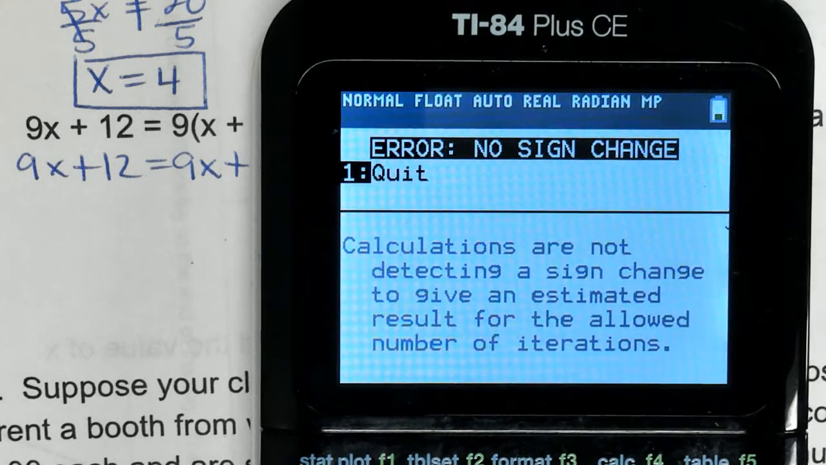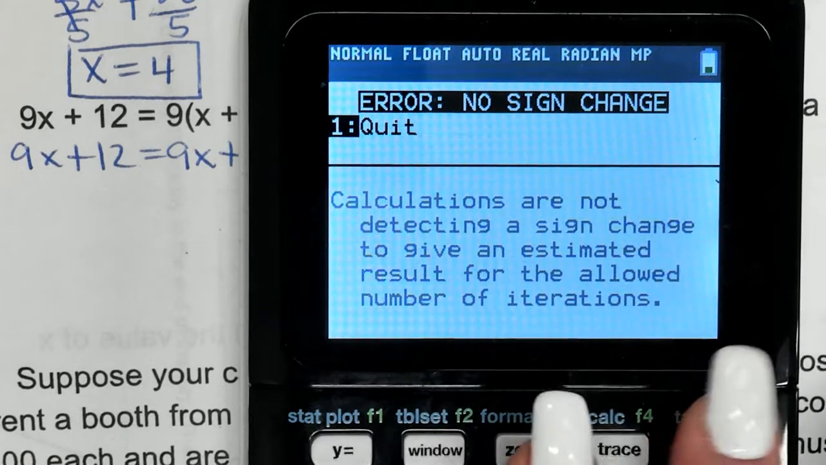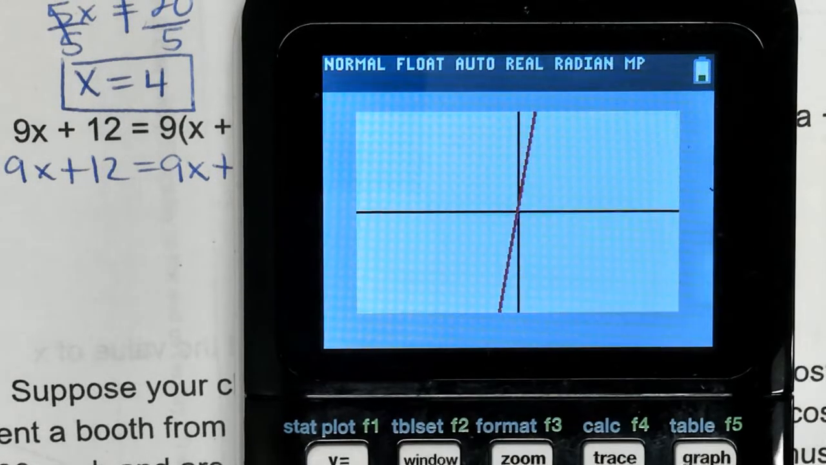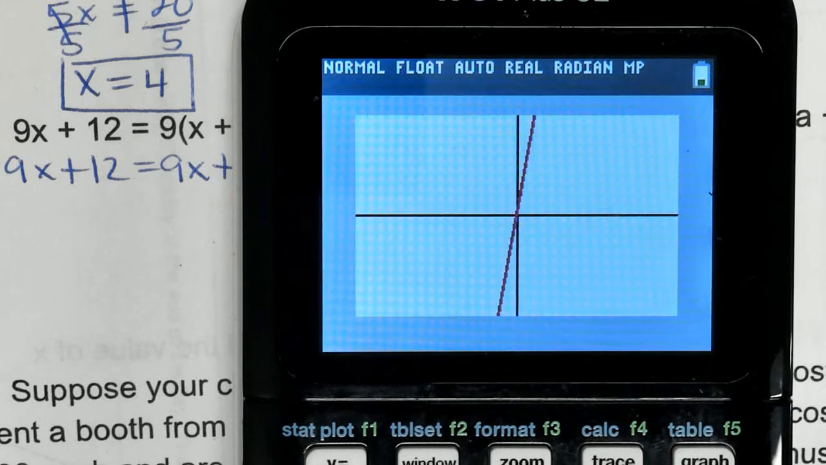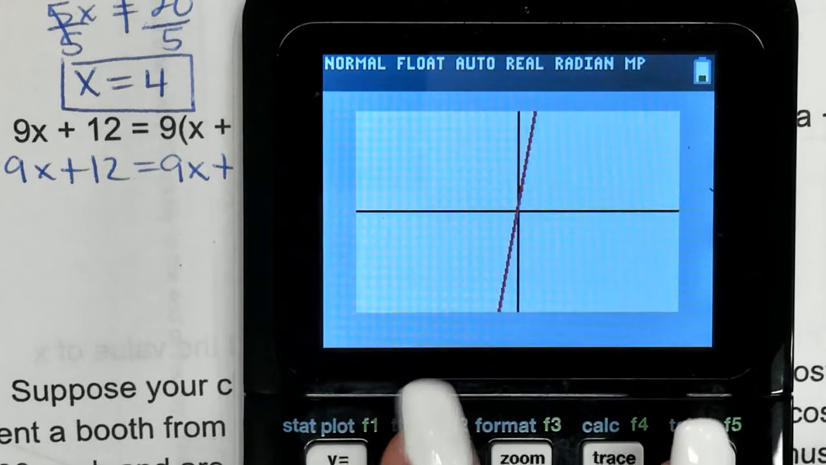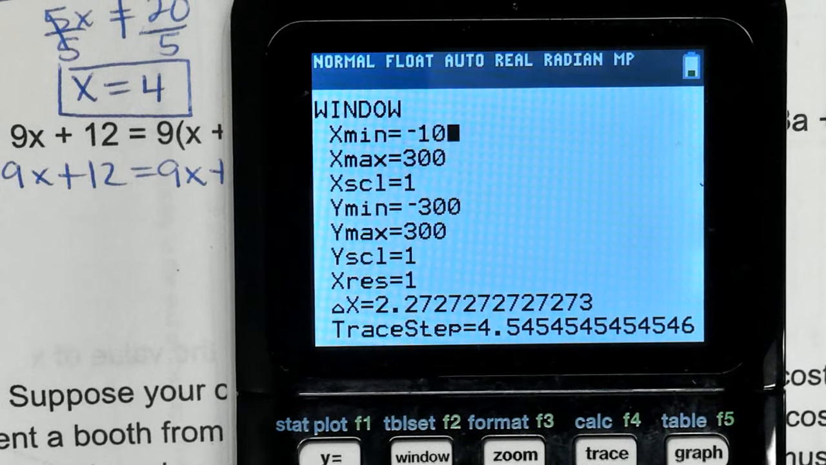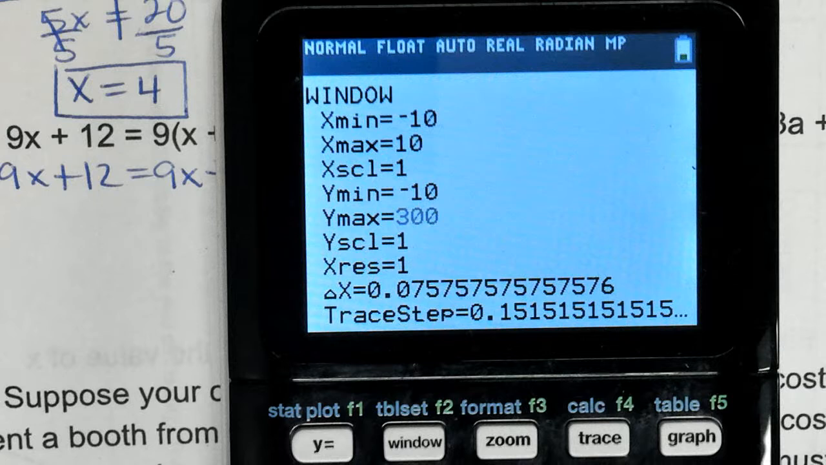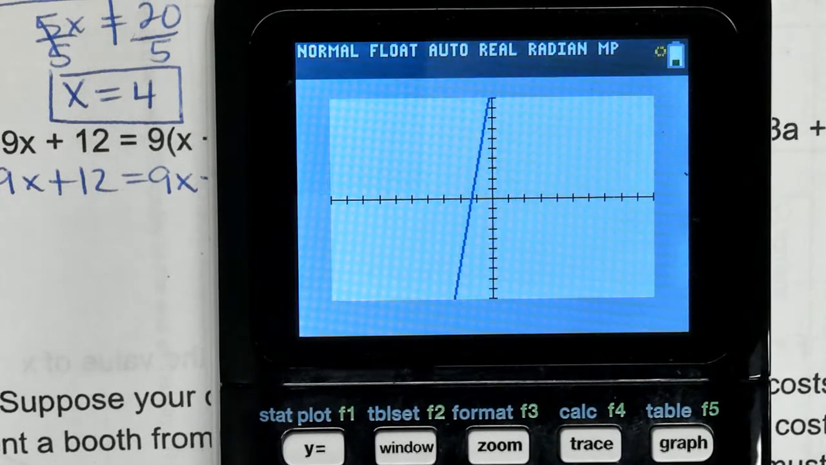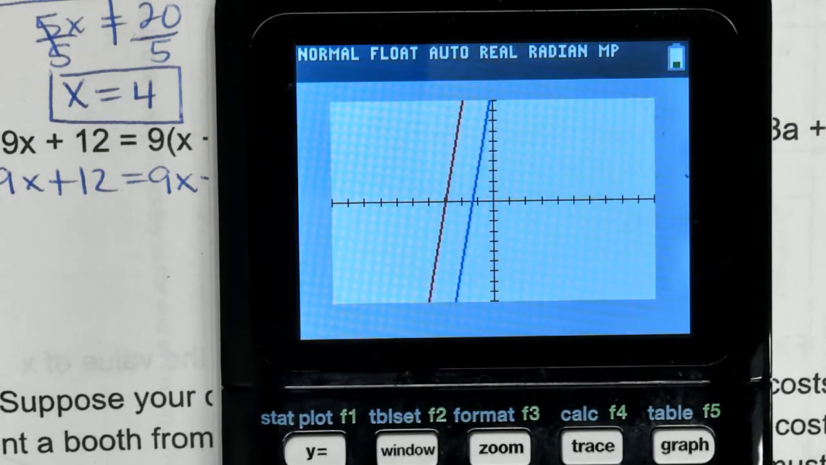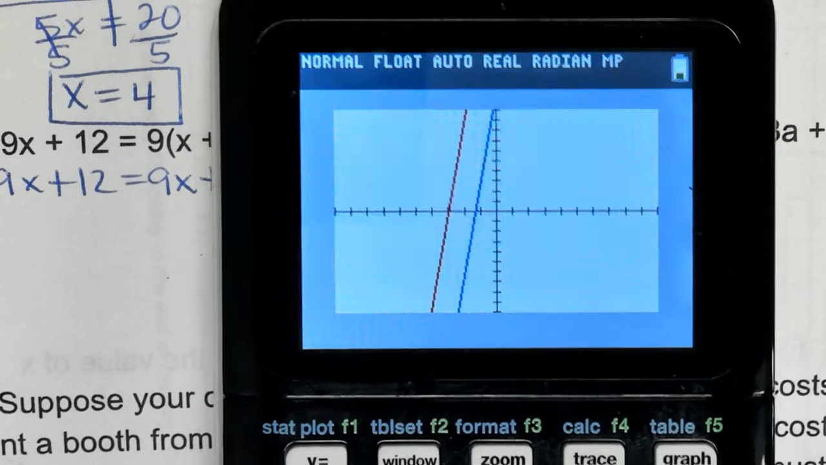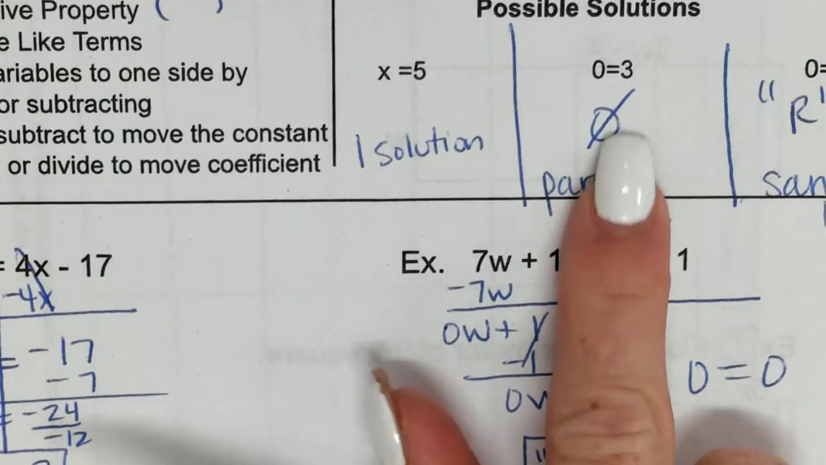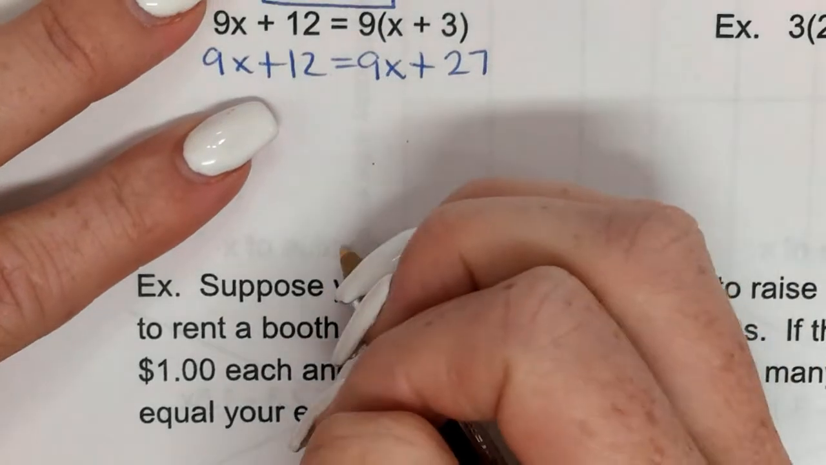Okay, now if you can't see, like we're so zoomed out in our windows that we can't see if it's parallel or the same, it kind of looks like the same line, doesn't it? Because we're so zoomed out. If I want to zoom in, I can change my window to -10, +10. And if I want to look at it again, I hit graph. And you will see that those are parallel lines. They are not the same line. Yes? So I already know if two parallel lines, what is my answer going to be? No solution.